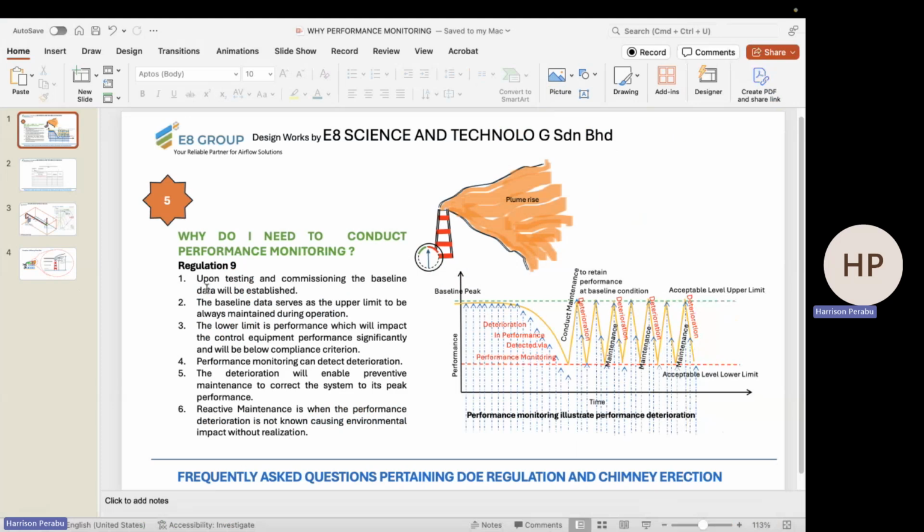We're going to look at the moment we kickstart, or when we are about to kickstart, the performance monitoring. When a system has been commissioned, a system is about to run its operation. But prior to running operation, the user must know clearly what are the numbers he needs to look at on a day-to-day basis before he starts a system.